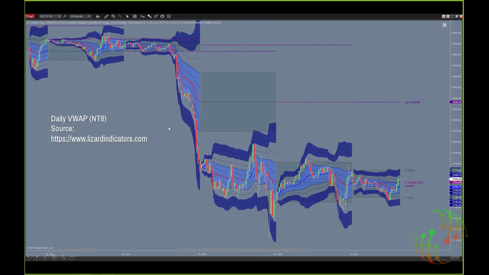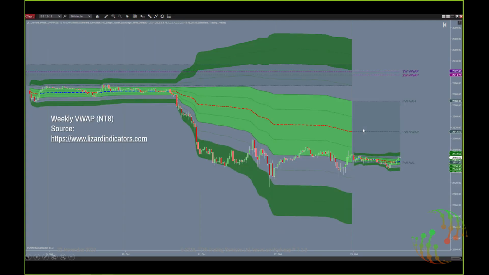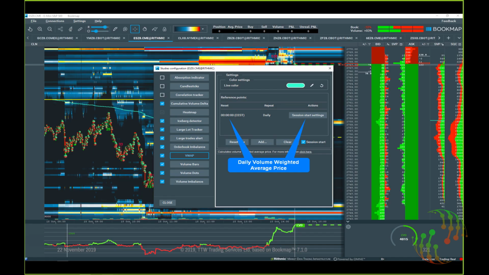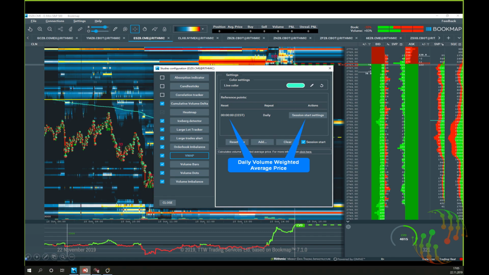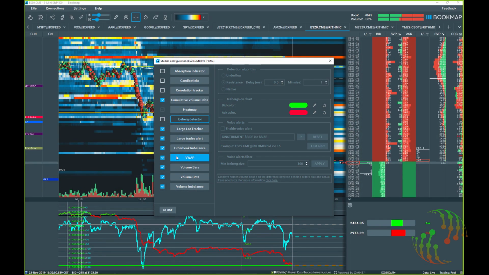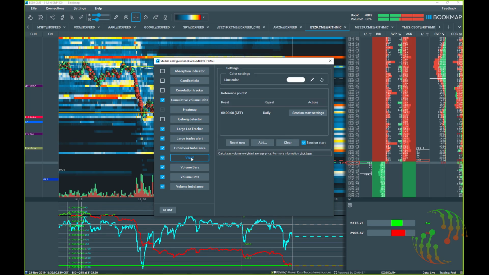That's the daily VWAP. I'm using the indicators from lizardindicator.com for NinjaTrader. I'm sure every single charting system has its own VWAP. Then we have the weekly VWAP, the monthly, and the time-weighted average price. When you go into your Bookmap copy, you will find the VWAP settings in the studies configuration.